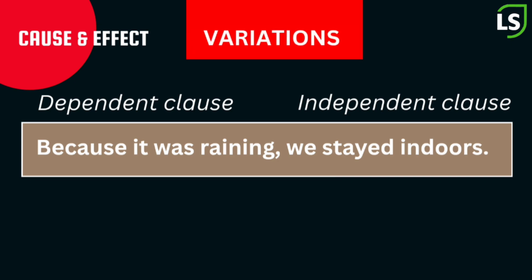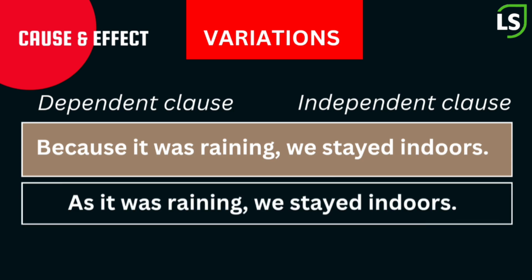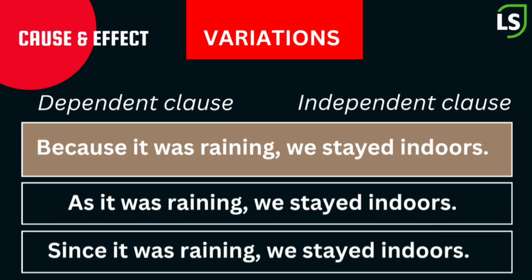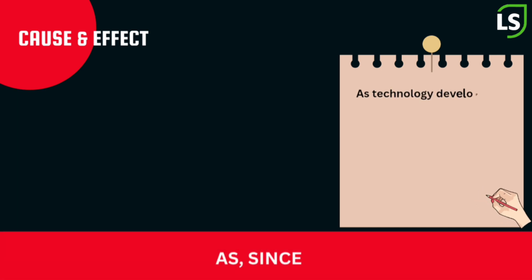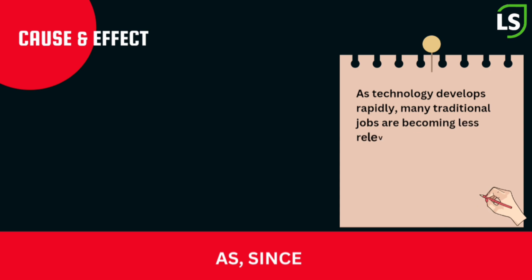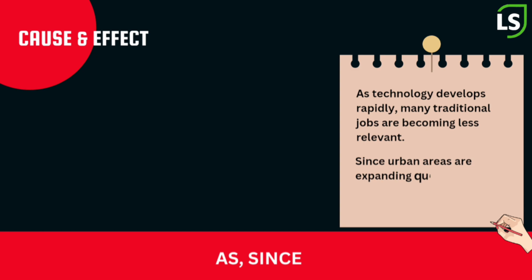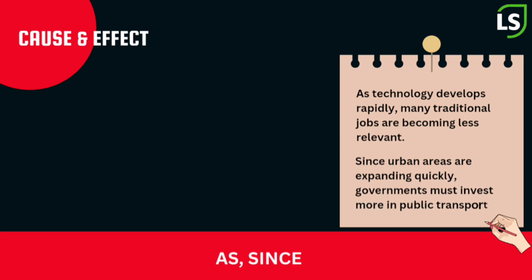You can also use other subordinating conjunctions instead of because to show cause and effect. Look at these variations. As it was raining, we stayed indoors. Since it was raining, we stayed indoors. All three, because, as, and since, can be used to show cause and effect. You can write, as technology develops rapidly, many traditional jobs are becoming less relevant. Since urban areas are expanding quickly, governments must invest more in public transport.